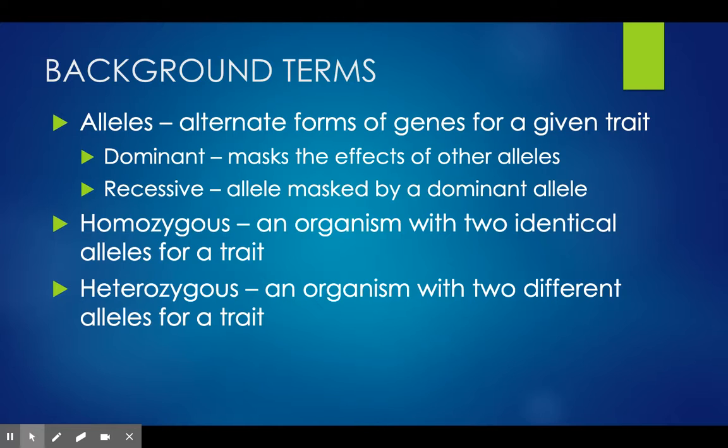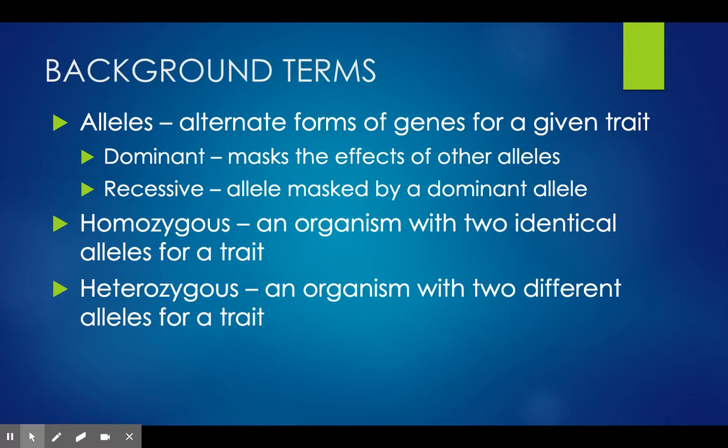Next term, hopefully you've heard these before, but if you haven't, that's okay, is alleles. And this is an alternate form of genes for a specific trait that we're talking about. So let's pretend we're talking about brown eyes. Brown eyes is dominant over blue eyes. So dominant alleles means that it masks the effect of other alleles. So that dominant trait from that allele or that gene masks the other trait.